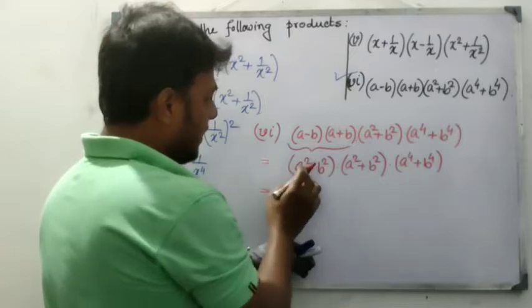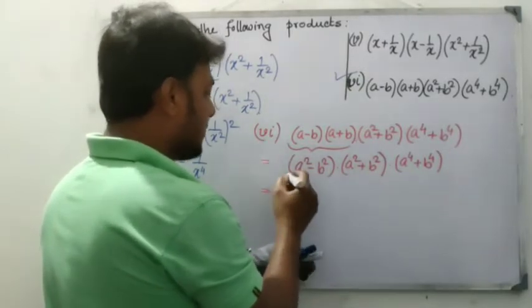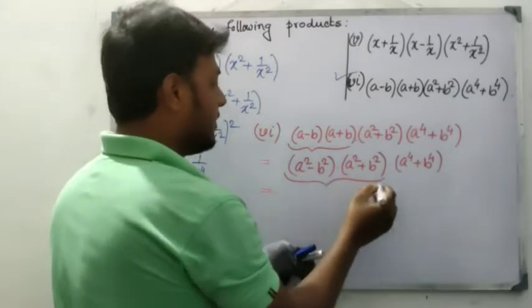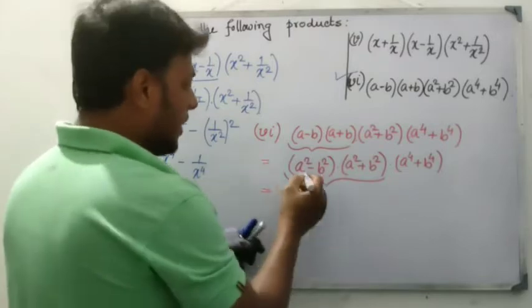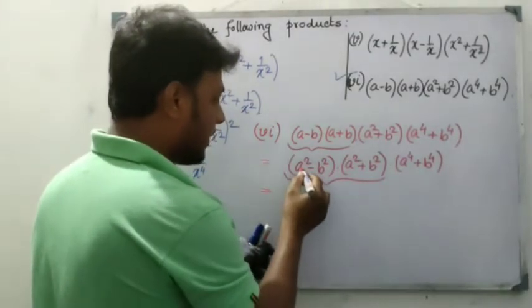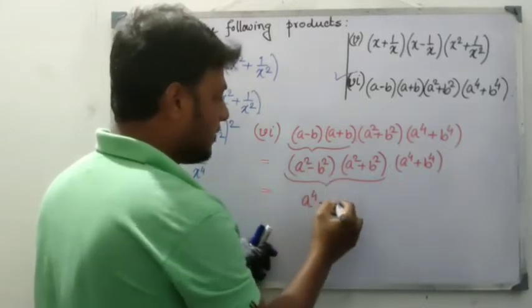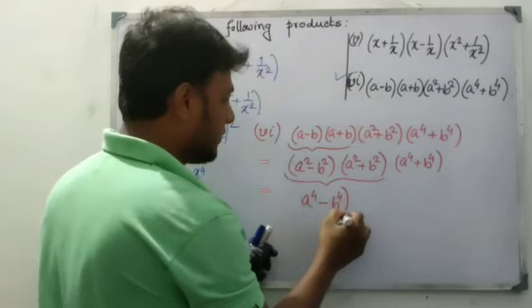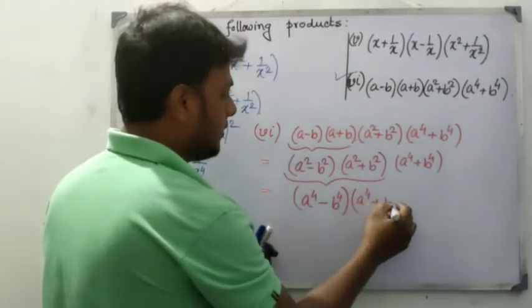Next, see (a² − b²)(a² + b²). Just look at these two factors; this is again of the form (a + b)(a − b), so again we can apply it. Then it will be a to the power 4, since the first one squared is a⁴, minus the second one squared, b⁴, into (a⁴ + b⁴).